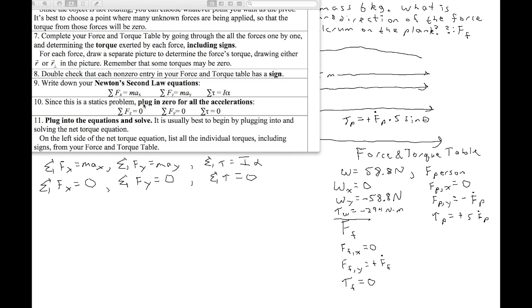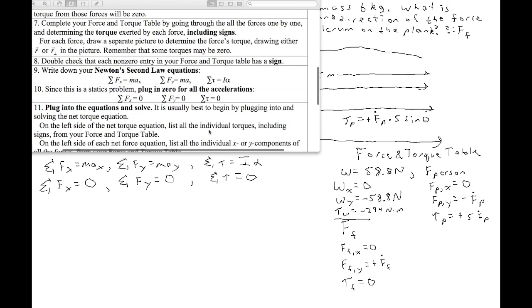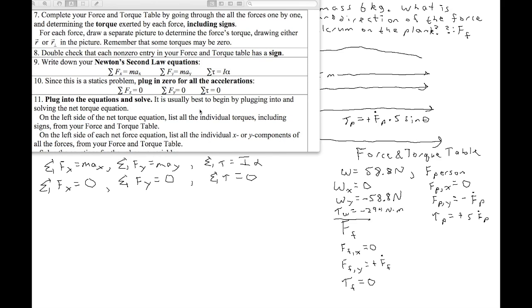And now we start plugging into the equations on the left-hand sides. You can work with these equations in any order, but oftentimes it's best to start with torque. So what torques should I plug in on the left-hand side of this equation? On the left-hand side, we should have 5 meters times the force from the person. Anything else? Well, we can write minus the torque from the weight, and set it equal to 0.